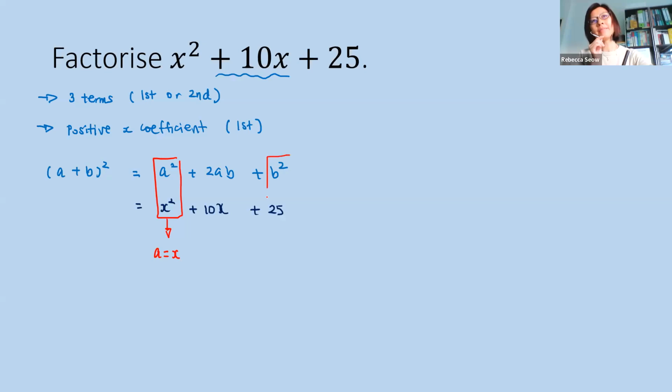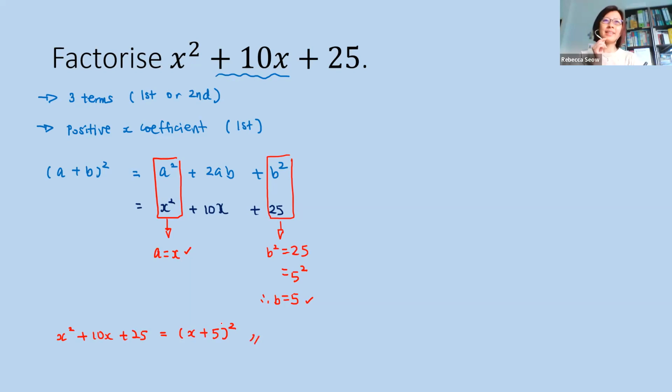And the last term, we have b squared equals 25. So if b squared is 25, we could rewrite 25 as 5 squared. So therefore, b is equal to 5. Okay, now we have the values of a and b. So we can factorize x squared plus 10x plus 25 equals a plus b squared. Now a is x, b is 5. So x plus 5, whole thing squared. That's how we factorize the second question.